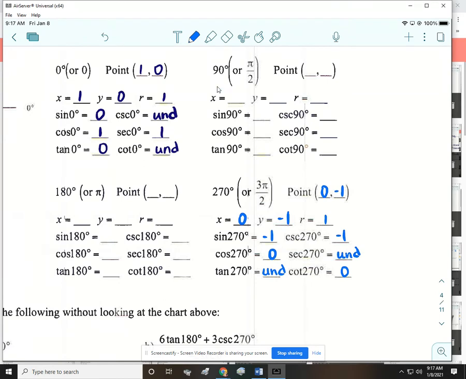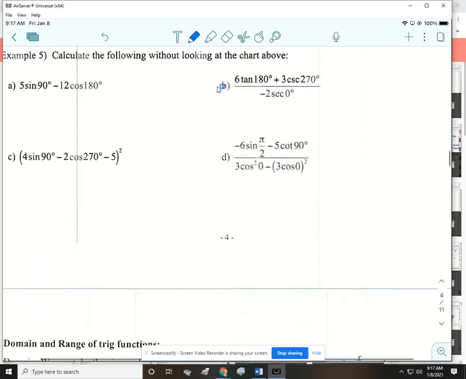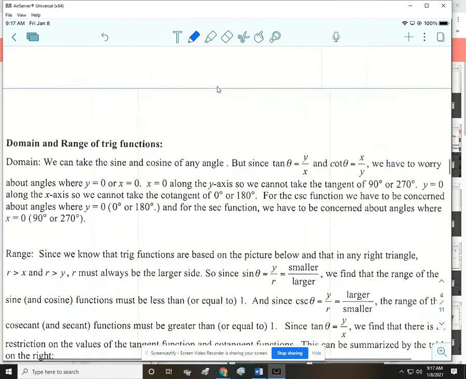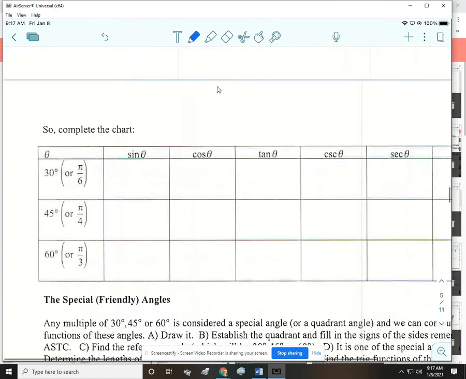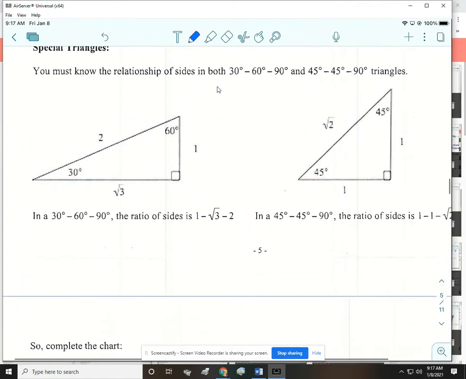Now, part of your assignment tonight is to go back and do 90 degrees and 180 degrees. And then the rest of what we're doing today is on page 5, mainly page 6.